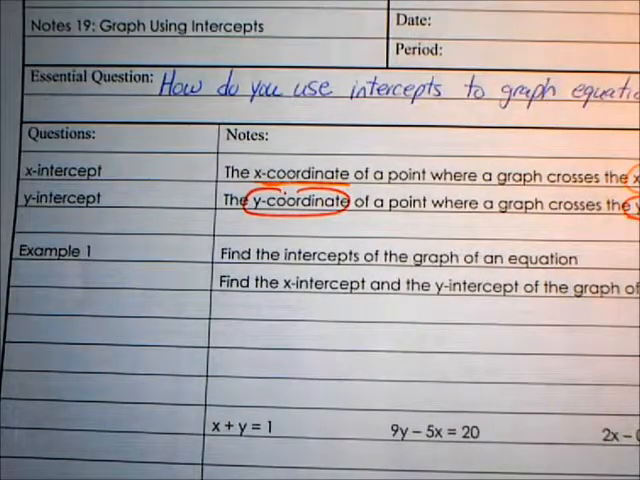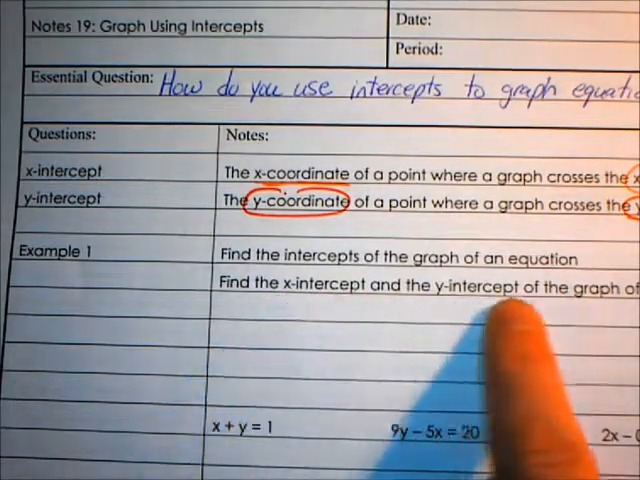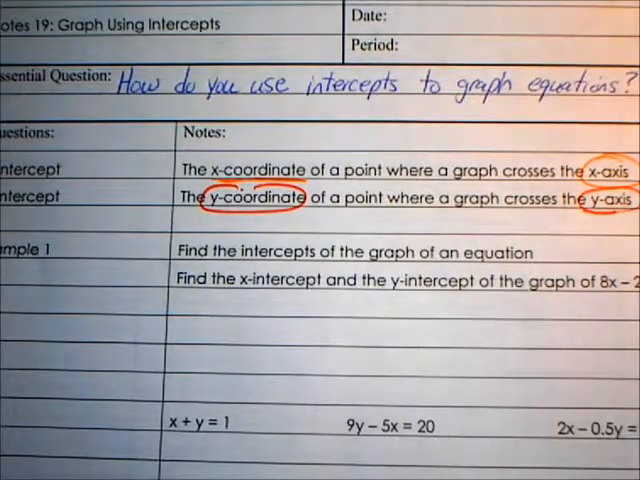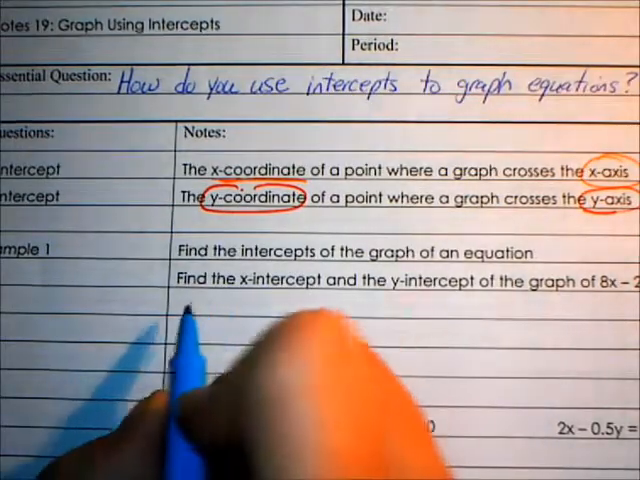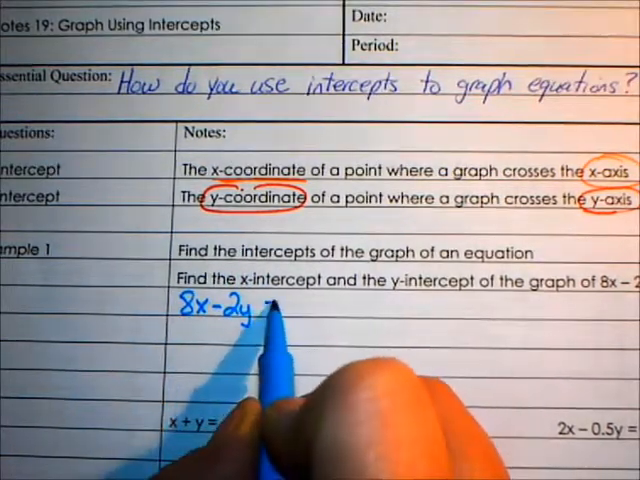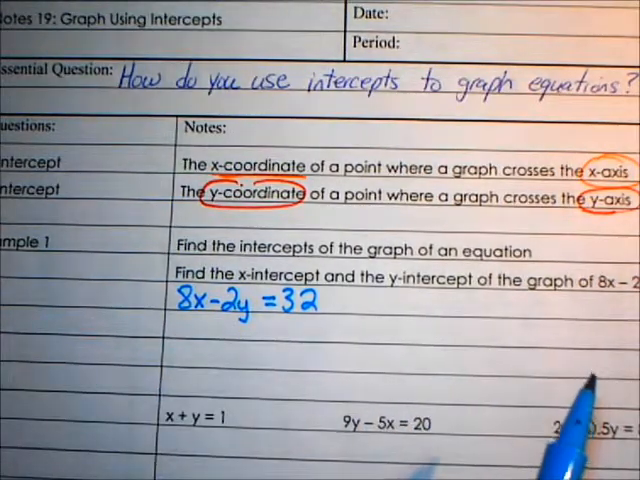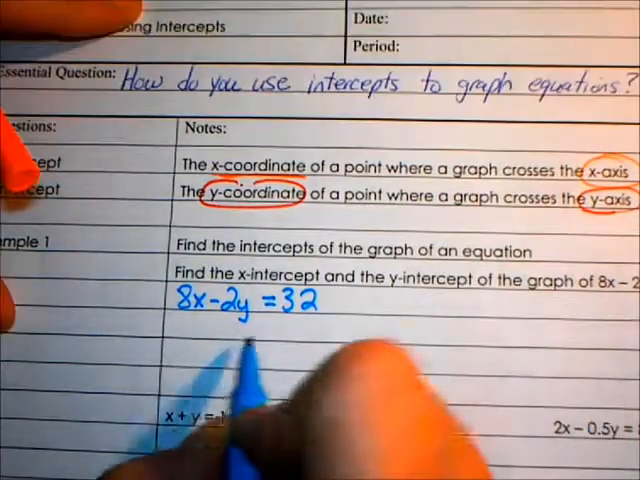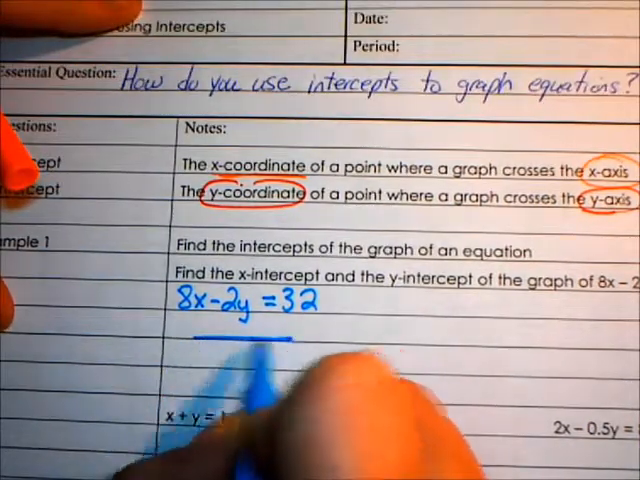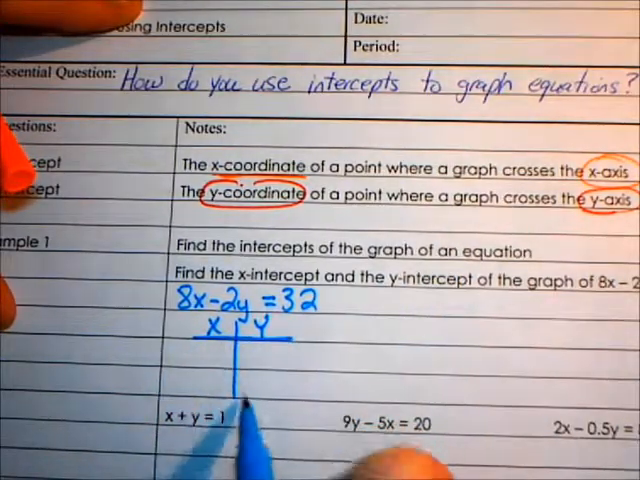If I look at our first example, it says find the x-intercept and the y-intercept of this graph, and let me rewrite that over to the side. So I have 8x minus 2y is equal to 32, and one of the easiest ways I see to solve this is to separate this into two smaller problems, because I'm going to create a t-table here where I have an x and a y, and the x and the y intercepts will be written in this table.